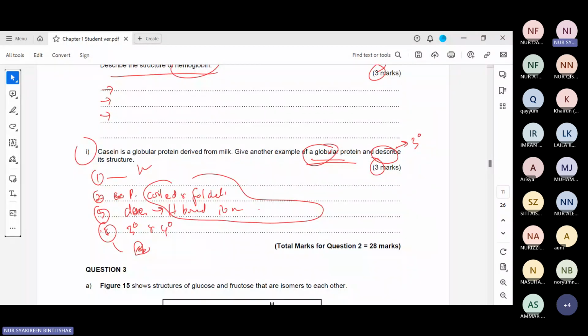Siapa online guna phone? Cuba angkat tangan. Saya, madam. So, tak panas ke phone? Panas juga, madam. Tapi tak apa, boleh go on lagi. Oh ya. Dalam kampus ke? Dalam kampus ke kat rumah? Dekat kampus. Kampus, okay. Tak apalah, kita continue okay.